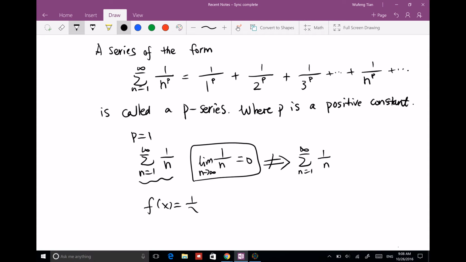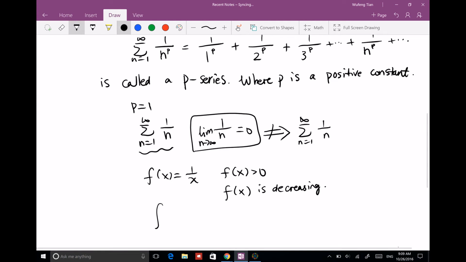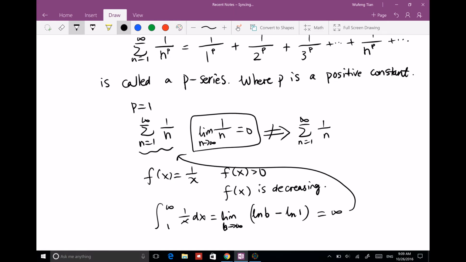f(x) equals 1 over x. You change the n into x. And then f is positive. f(x) is decreasing. We did that yesterday. You take the derivative, which is negative 1 over x squared, so it's decreasing. This is kind of a repeated thing. And then you take the integral from 1 to infinity of 1 over x dx, which is the limit as b goes to infinity of ln b minus ln 1. So it's ln x, plug in, so it's infinity. So it diverges. So that series diverges.